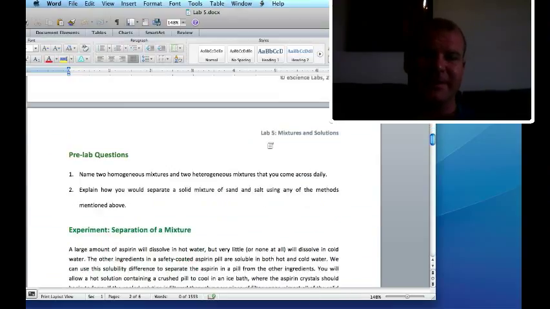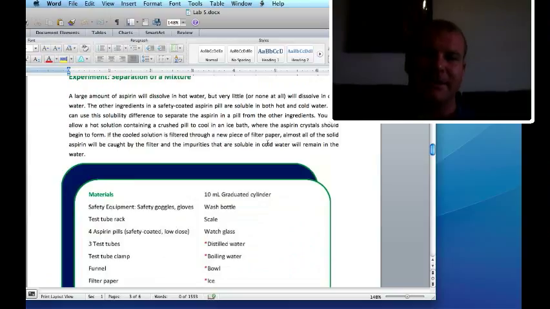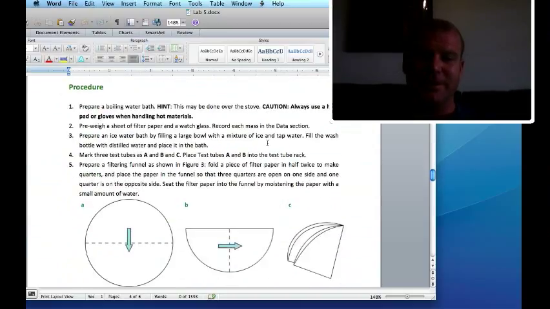The whole idea is that the aspirin tablet is going to contain caffeine, acetaminophen and aspirin. Aspirin is acetylsalicylic acid. Acetaminophen and caffeine are soluble in cold water as well as hot water. Aspirin, acetylsalicylic acid, is not terribly soluble in cold water, but it's soluble in hot water. So basically, what you're going to do in this lab, go through the procedure.